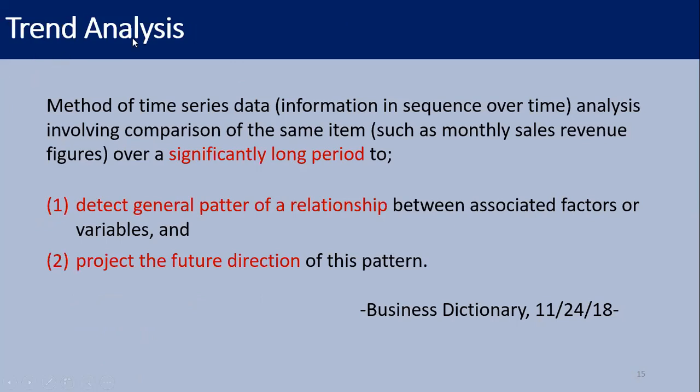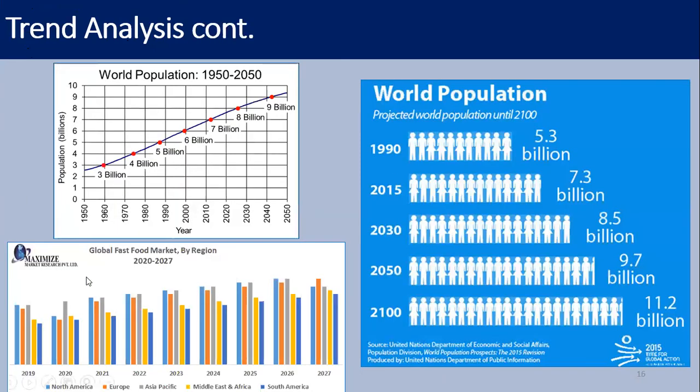And trend analysis. Trend analysis is very important. I'm going to discuss trend analysis in detail here. You know the meaning of trend, so trend analysis means analysis of the trend. Here also we consider a time period, and here we use a long time period, right? Detect the general pattern of relationship between associated factors and project the future direction. It means basically in trend analysis we can consider the behavior of data. I'll give some examples here.